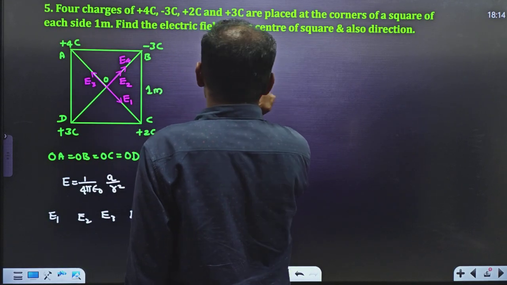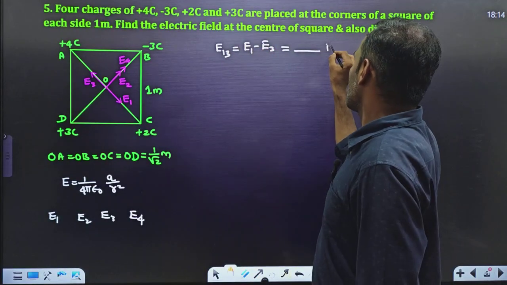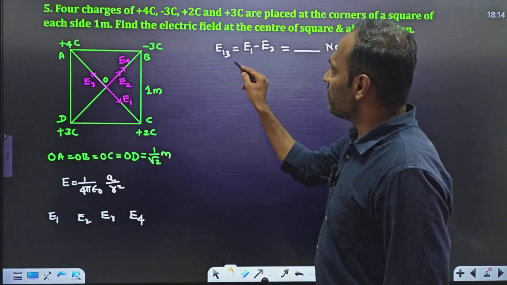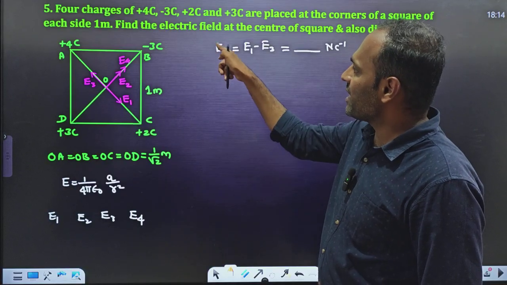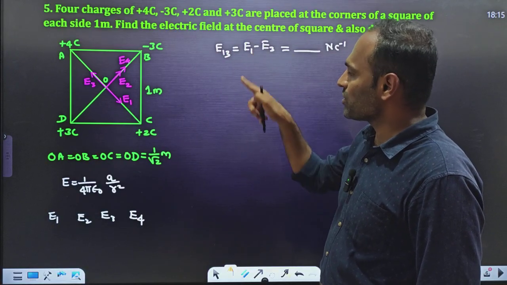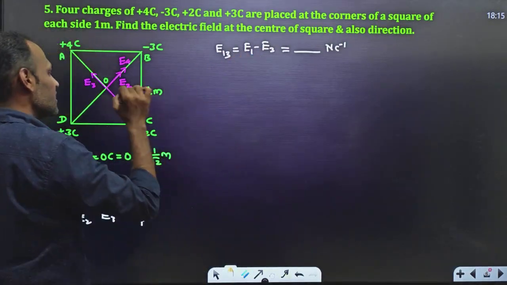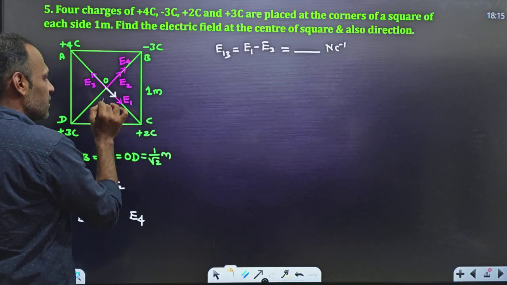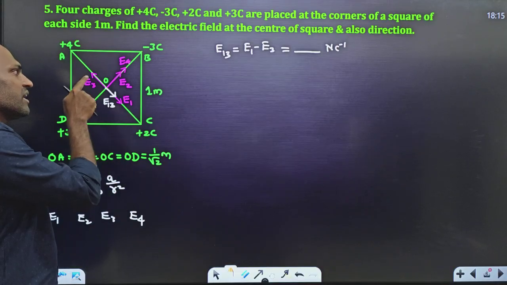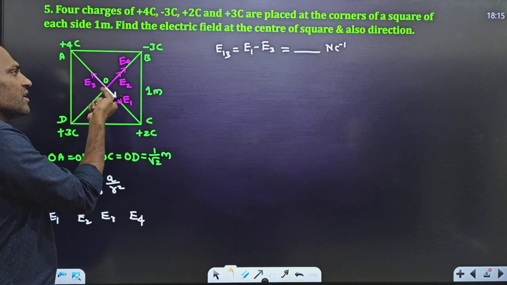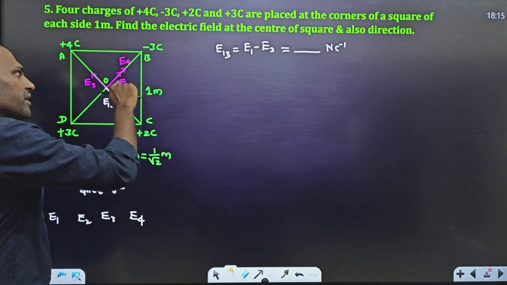Why am I taking E1 minus E3? Because E1 is greater, E3 is smaller. Okay, you will get this resultant in units of Newton per coulomb. Now we have a vector E13. In which direction will this be? E13 will be in the direction of the greater vector. That means E13, the resultant vector, will be in the direction of E1. Why? Because E1 is greater than E3. If E3 was greater, then E13 would have come on this side. Correct?